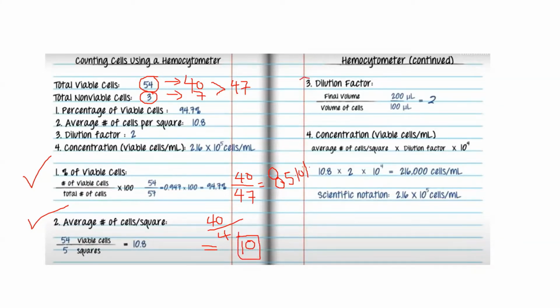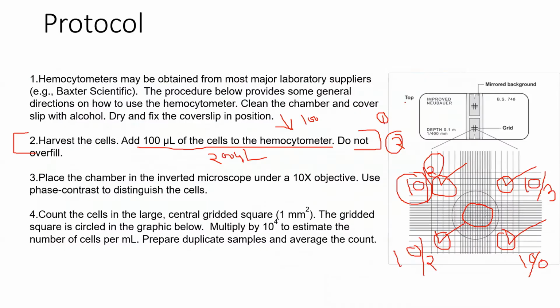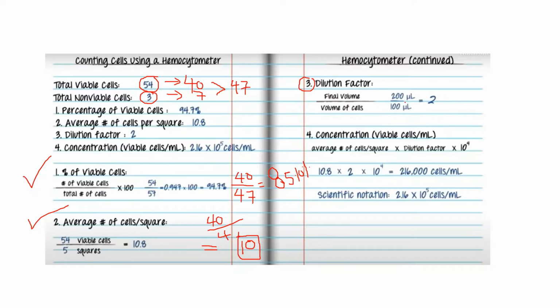Now go with calculation number 3, which is calculating the dilution factor. So what was the final volume in our solution? How could you identify the viable and non-viable cells? By adding trypan blue, right? So what would be our final dilution volume? 200 or 100? 200, right? Yes, so this is the 200.